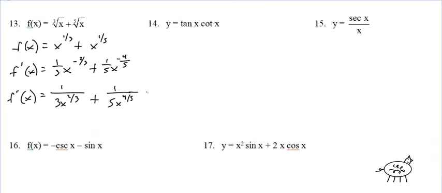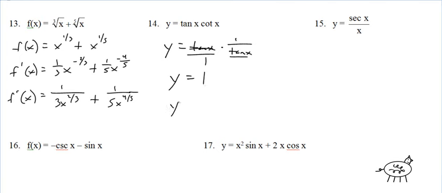Okay, not too bad. This next one, remember, if you can simplify it beforehand, do so. I mean, you could use the product rule here and multiply it out, but I know that tangent of x times cotangent, isn't cotangent 1 over tangent of x? Oh, look at that. So really, my equation is y equals 1.